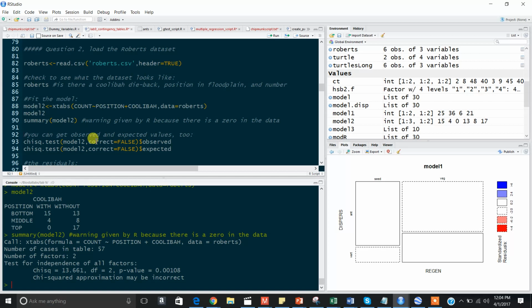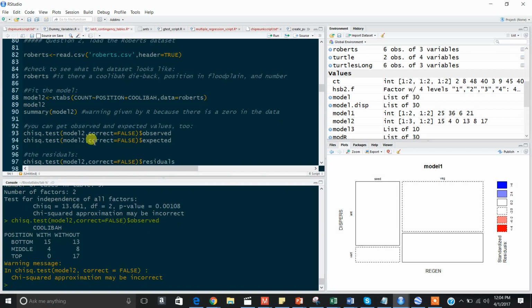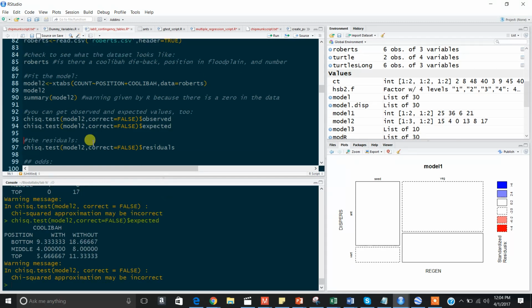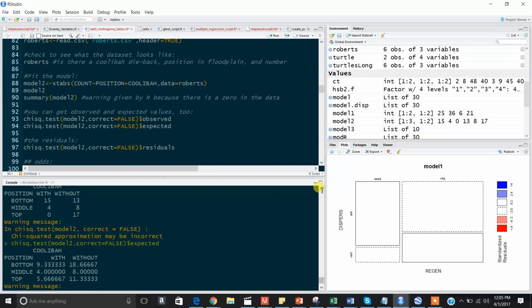Okay, so let's look at the observed and expected values. So here are the observed, and again, we're getting this little warning because of that 0. Okay, and also I think 2 of them fail the assumptions, but that's okay.